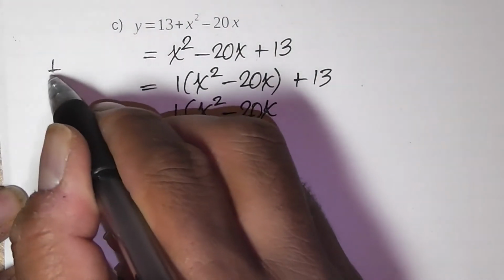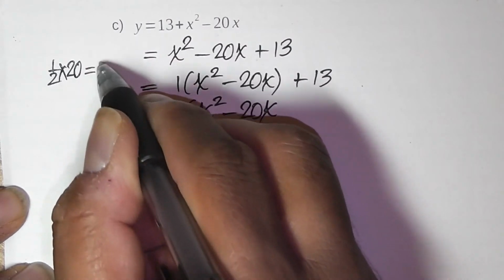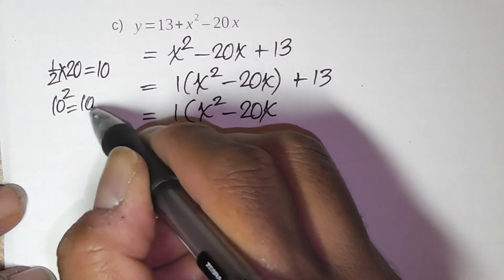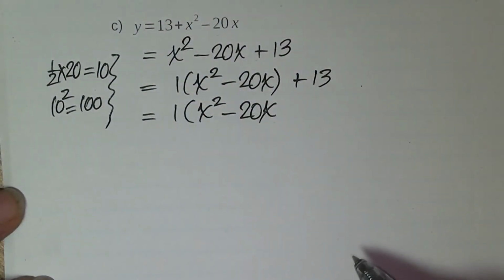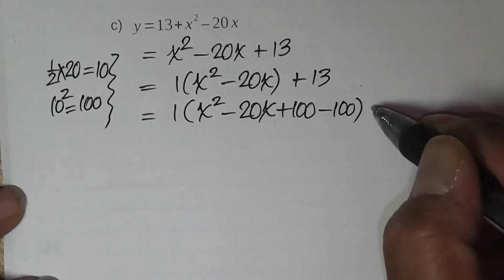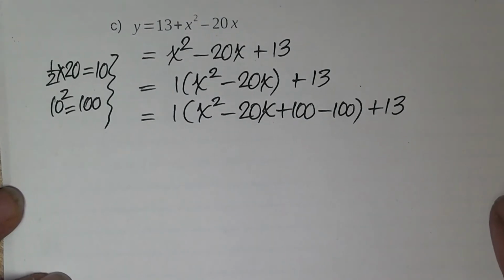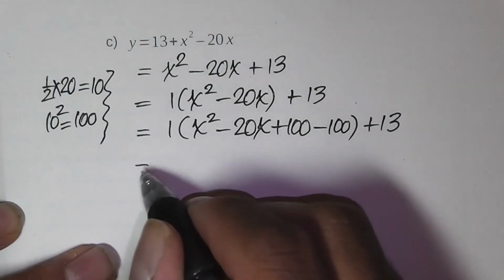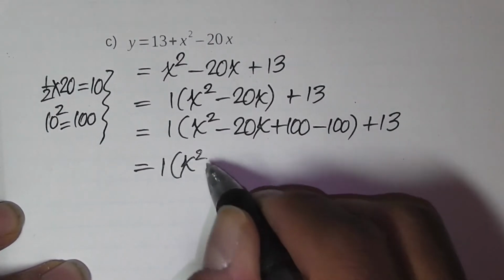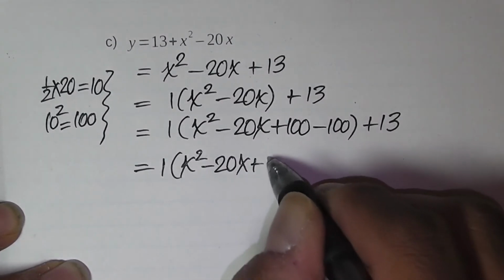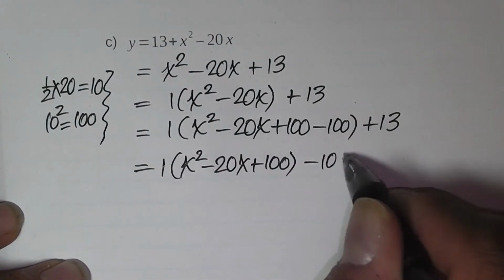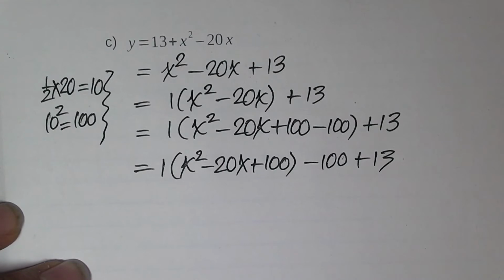That 20, half of 20 is 10. 10 squared is 100. So I'm going to add 100. I'm going to subtract 100. And I still have positive 13 outside. I'm going to group the first 3 and keep them inside. So I've got 1 x squared minus 20x plus 100. Positive 1 times negative 100 and my positive 13.